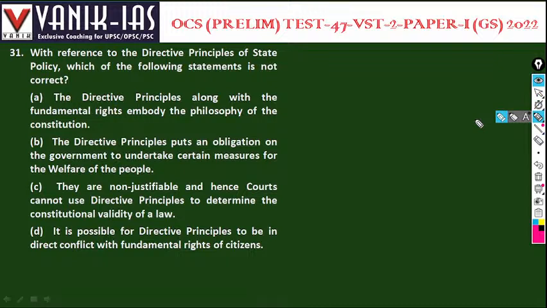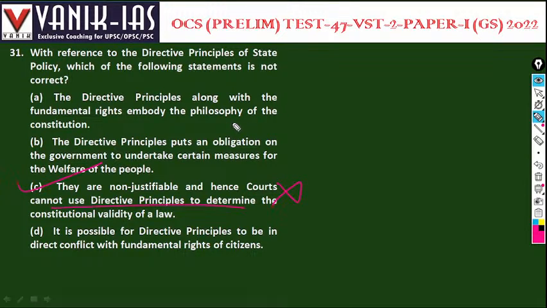With reference to the directive principles of state policy, which of the following statements is not correct? They are non-justiciable and hence courts cannot use these principles to determine the constitutional validity of a law. No, courts can use the directive principles. So this statement is not correct.